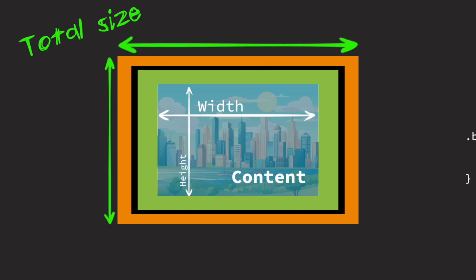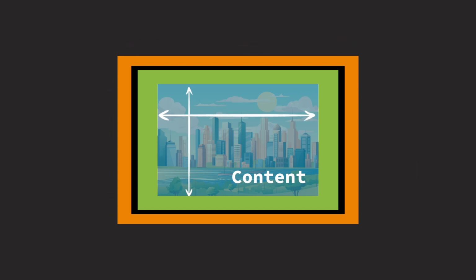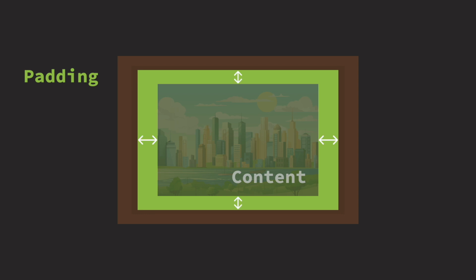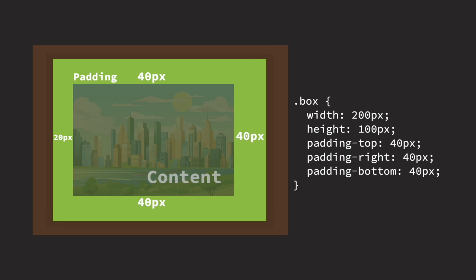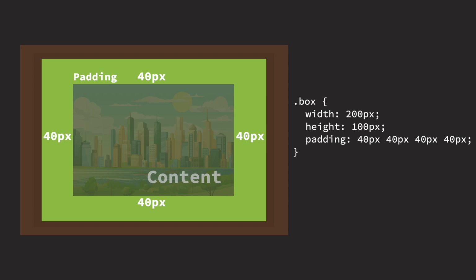The content size is primarily controlled by the width and height properties of an element. These properties directly affect the size of the content area, but do not include padding, borders, or margins. Padding is the space between the content and the border. You can adjust padding using the padding property. It can be set for all 4 sides simultaneously or individually for the top, right, bottom, and left sides. You can also use the padding property as a shorthand for top, right, bottom, and left.